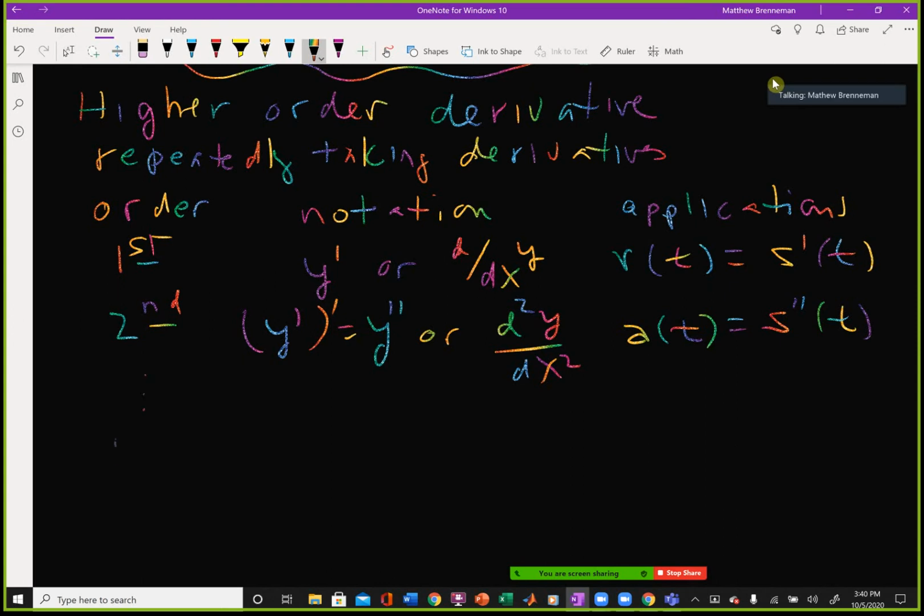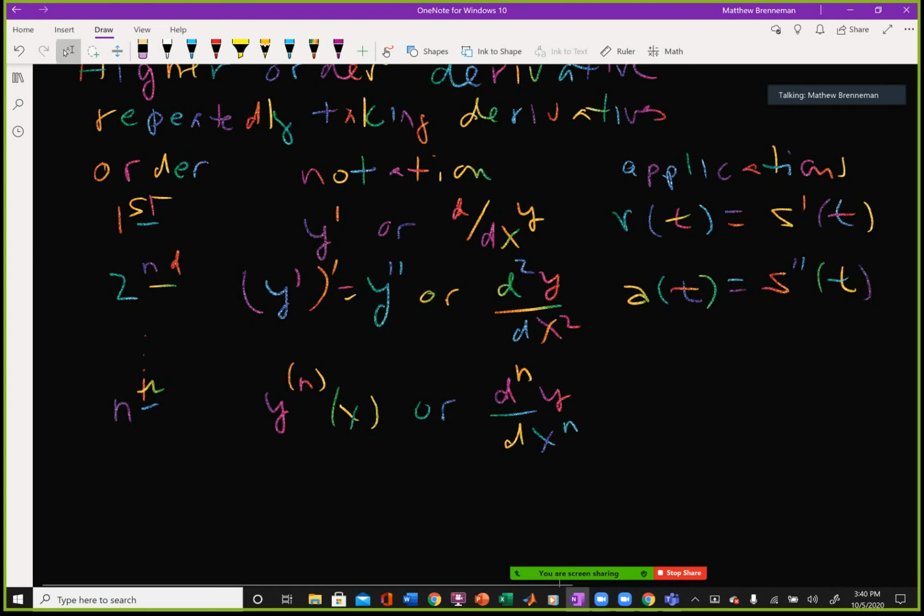And you can go down to the nth order derivative, and this is generally written as y to the nth of x, or d to the nth of y, dx to the nth. And generally in applications, you never see greater than the sixth order derivative. When you're looking at beam bending problems, you see the sixth order derivative, but I've never seen a problem where it's higher than sixth order. So they don't go very high in most physical applications anyhow.